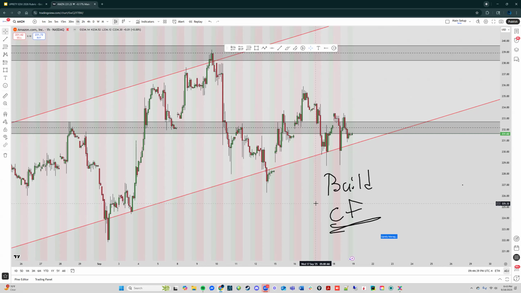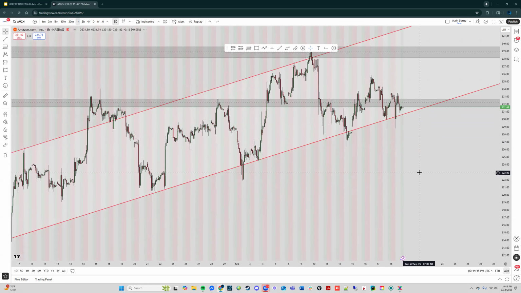Okay, we build cash flow on these trades. The way we do this is we scale in and we scale out throughout the trade's life cycle. So for example, if I know this thing is going to go up here, I'm going to slowly scale into, let's say, 10 contracts here.